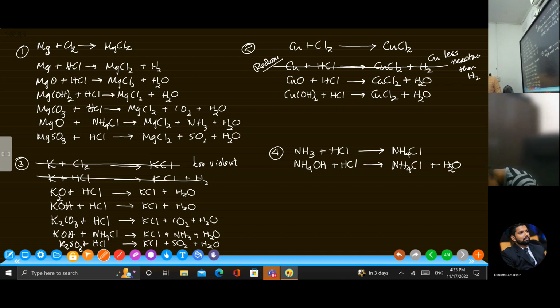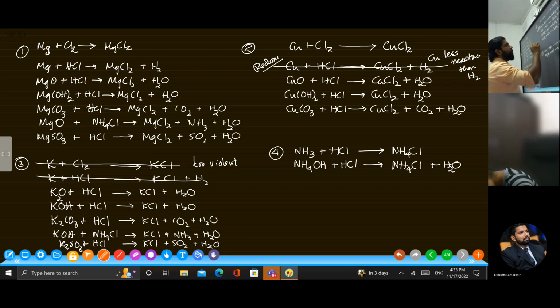The only thing is balancing and the formula writing. Right, so here you must have written copper(II) carbonate plus HCl, giving you copper(II) chloride, carbon dioxide and water. So you can write that.